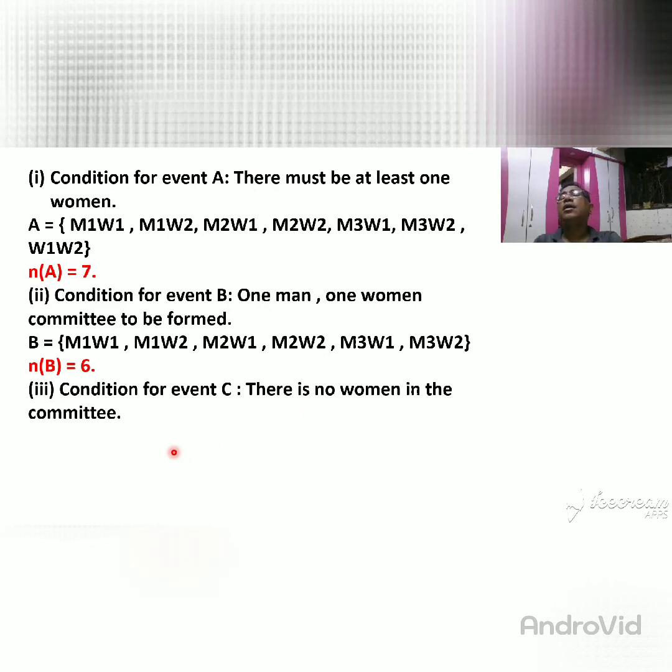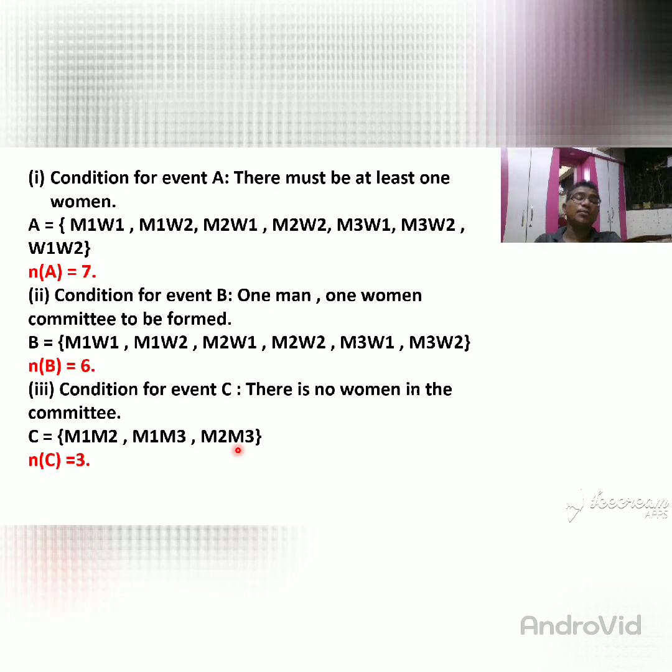They said in our committee there are no women required, which means only men are required. So that can be taken from the sample space. Which committees have no women? M1, M2: in that committee there are no women. M1, M3: no women. M2, M3: no women. So the number of C is equal to that. In such a way we can complete problem number 6 also.